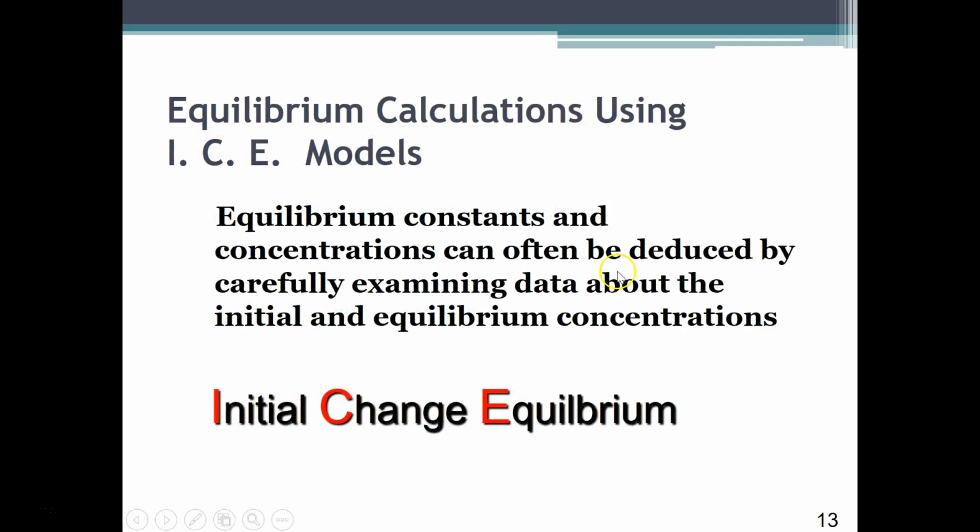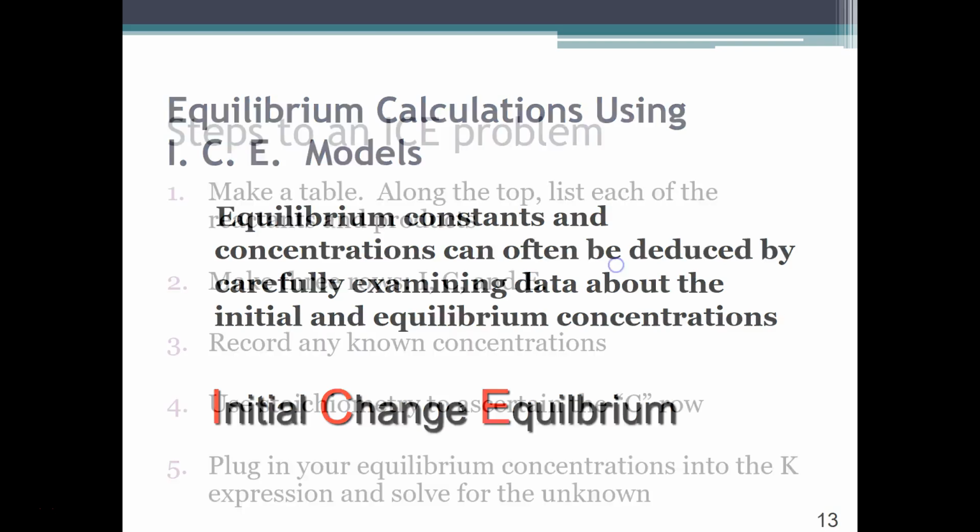All right, calculating K using ICE problems. So ICE problems are used when the problem gives us data. It'll give us data on initial concentrations of reactants and products and equilibrium concentrations of reactants and products. And we can use that data and our chemical intuition to figure out the equilibrium concentrations for all of the reactants and products. And ICE is an acronym for initial, change, and equilibrium.